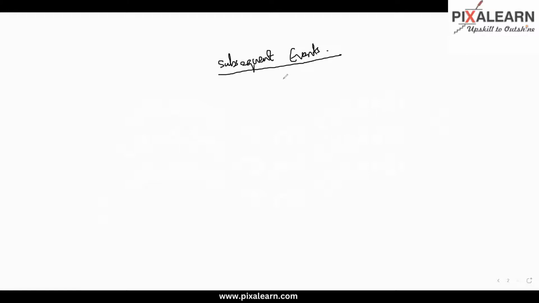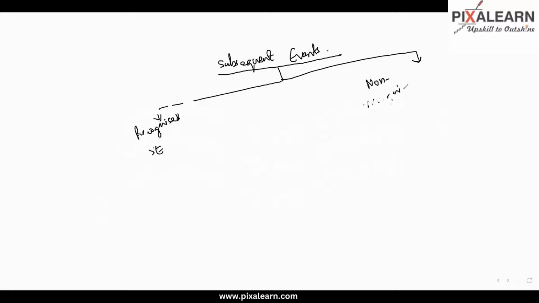US GAAP says that you can categorize subsequent events under 2 basic categories. The first events are called recognized subsequent events. What are these? I will just tell you. And the next one is called non-recognized subsequent events. What do you mean by these?